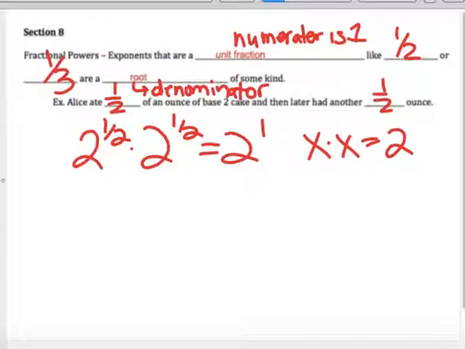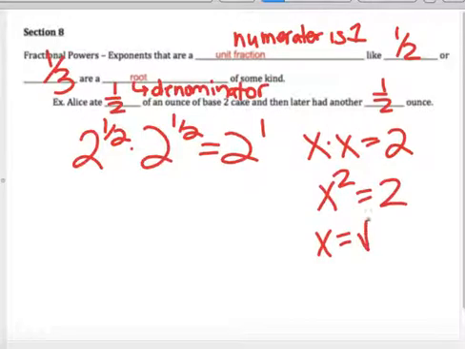If we were to work this out, we would have x times x, which is x squared. Now if I wanted to undo this, I'd be asking myself, what times itself is 2? That would be the square root of 2.